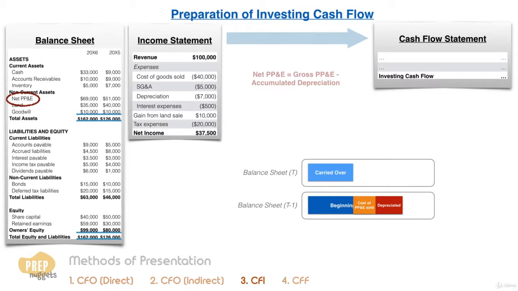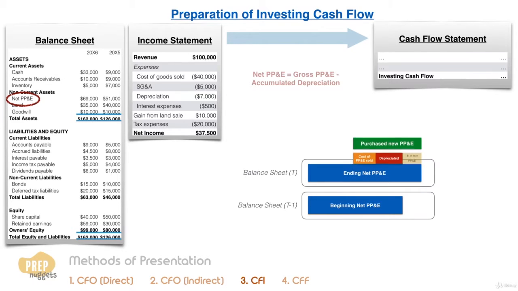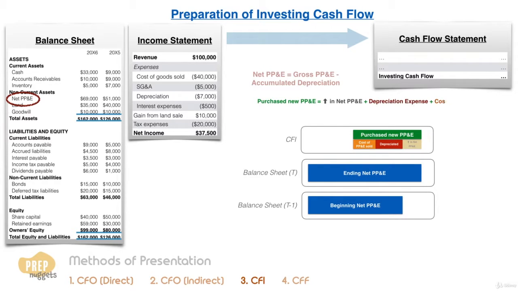Throughout the year, new PP&E could have been purchased with cash. This goes into ending net PP&E as well. What we're interested in for the CFI is the cash paid for new asset purchases for this account in this period. Over here, we can see clearly that the purchased new PP&E is the increase in net PP&E for the period, plus the depreciation expense, plus the cost of PP&E sold for the period.